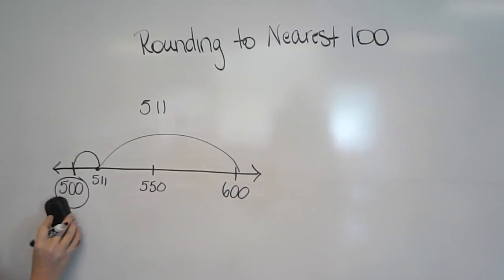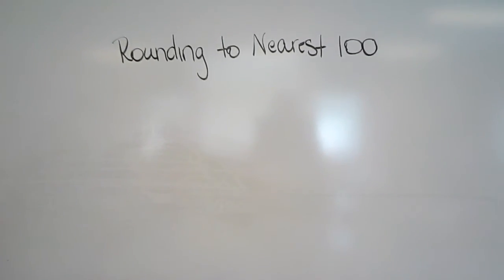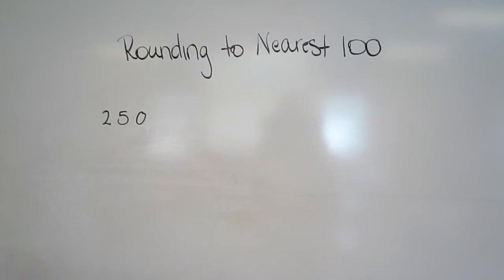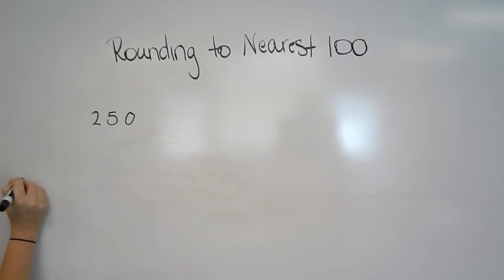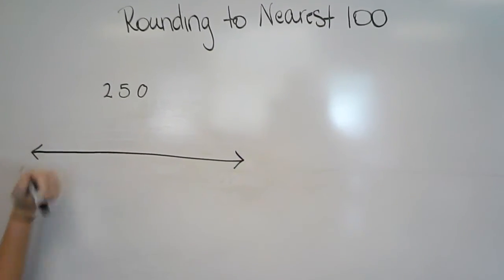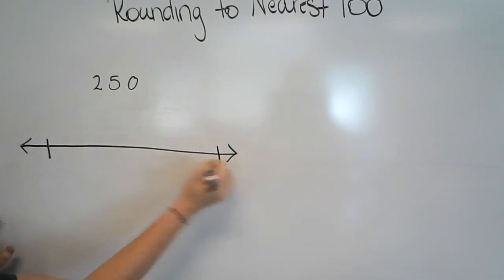Let's practice our second problem. Okay, we are going to round 250 to the nearest hundred. So go ahead again, draw your number line and set it up. You're thinking about what 100s 250 is between.